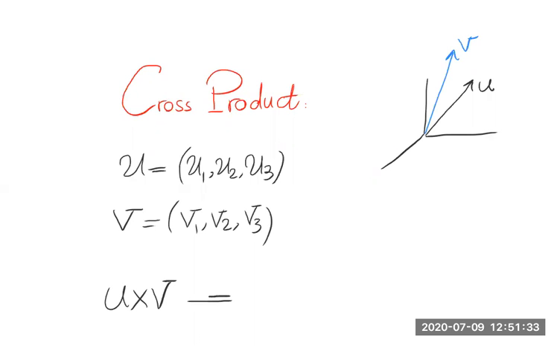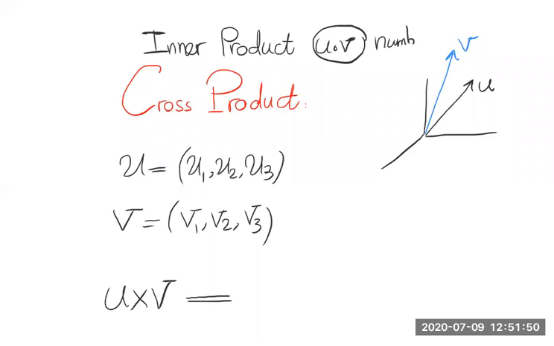Before defining it, one thing to note is that the inner product or dot product of two vectors is a number. If we look at the inner product of two vectors, the final answer would be a number. Now the case of cross product is different. If we have two vectors and look at their cross product, the answer is another vector, a third vector. So for example, it would be something like this.